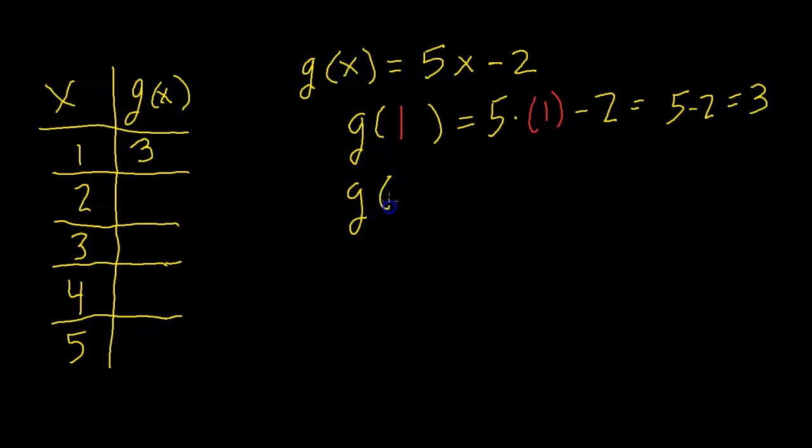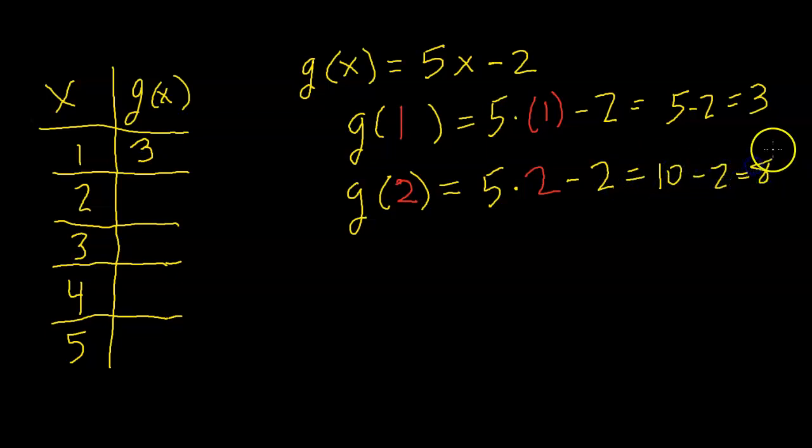All right, let's evaluate g of 2. I do want to keep using different colors, so let me adjust that. G of 2 is equal to 5 times 2, right? We're replacing x wherever it appears in the functional formula with the value 2. So 5 times 2 minus 2, that equals 10 minus 2, which equals 8. We got our second row done here.